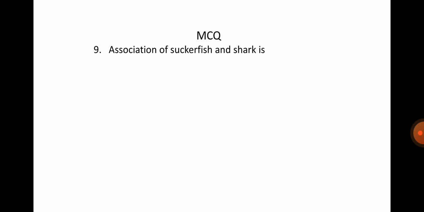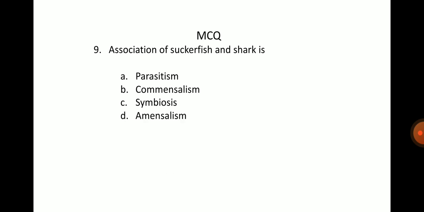Association of suckerfish and shark is A, parasitism, B, commensalism, C, symbiosis, and D is amensalism. So the answer is option B, that is commensalism.